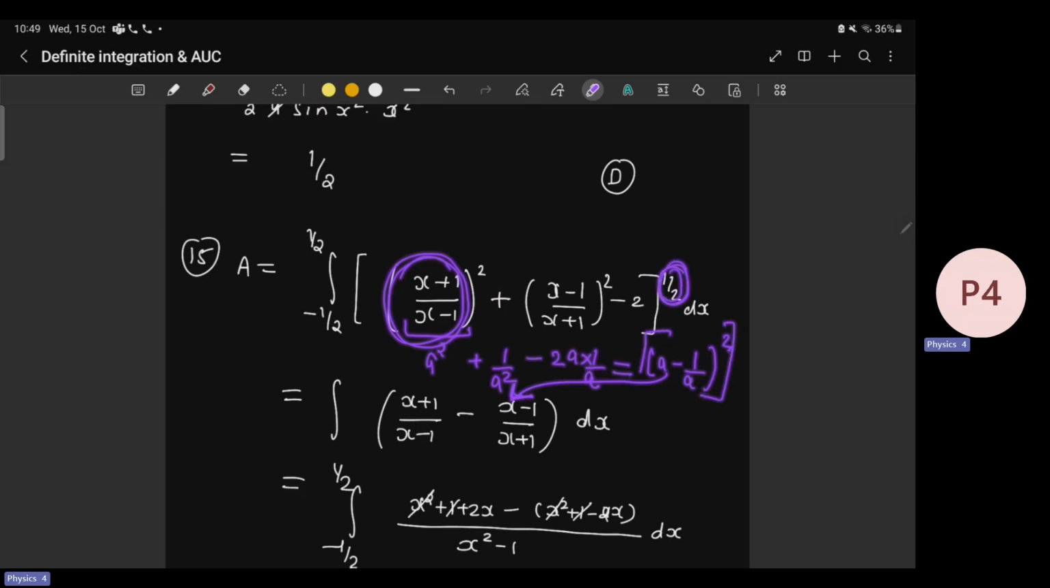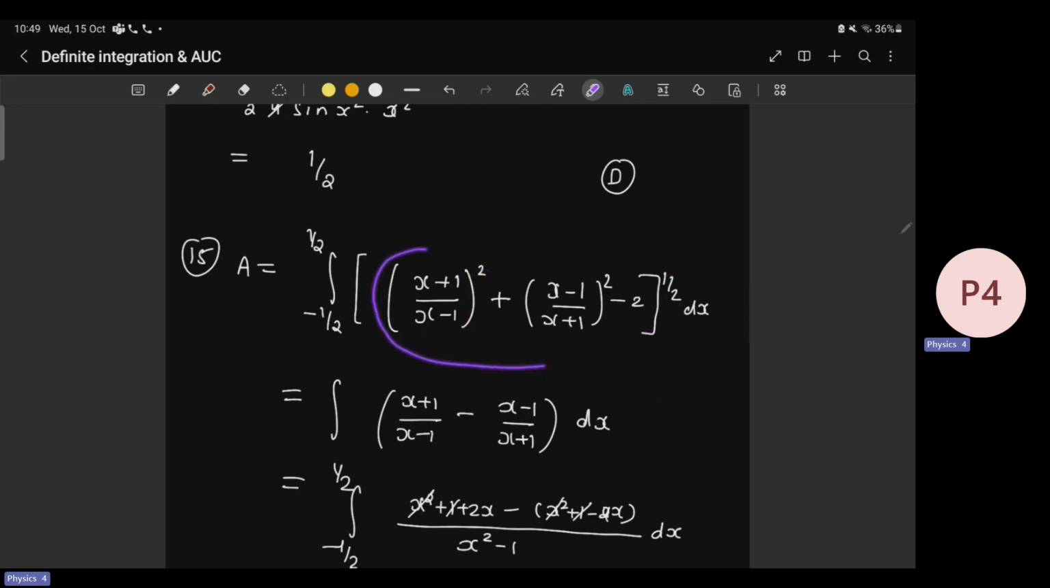So power is half, so this gets cancelled out. So this whole expression is reduced into A minus 1 by A. So this is A and this is 1 by A. Consider x plus x minus 1 as A, and this is automatically 1 upon A. And here this is 2 times A into 1 by A. So this part is A minus 1 upon A.